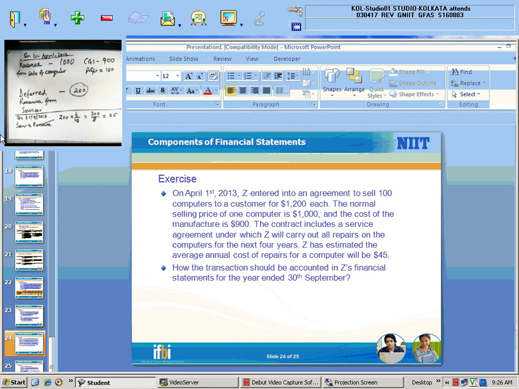That has not yet been earned. That is deferred revenue on 30th September 2013. And what is the cost of rendering this revenue for 6 months? Cost of rendering the services.